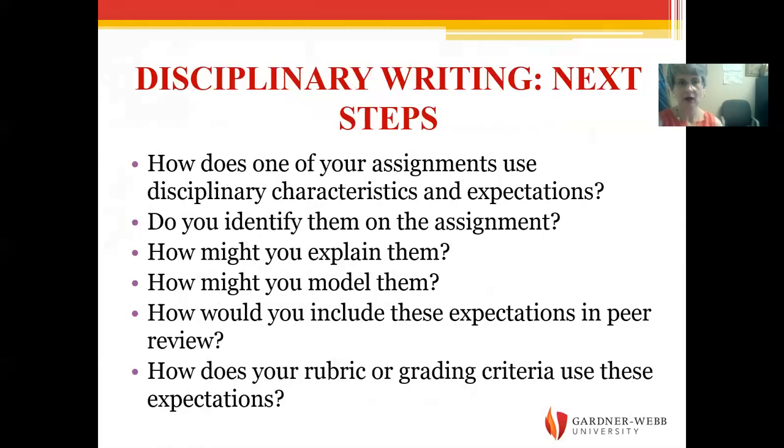am I stating on paper for the students, or in writing if it's electronic, that I'm identifying this disciplinary writing, I'm talking about the characteristics and its expectations. I'm explaining them, and then you can think about what's the best way for me to model these. How am I going to include these expectations in peer review? How am I going to use these expectations in my rubric or whatever grading criteria that I use? Because you've got to tell the students in the assignment, you've got to reinforce it through the writing process, and then you've got to hold them accountable for it in the grading.